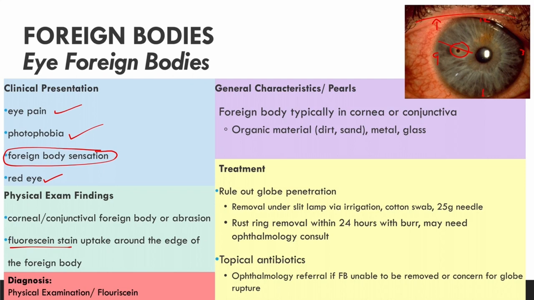The main thing that you want to rule out is a penetrating globe injury. If there's a penetrating globe injury, it is much more severe, much more significant. We want to try to remove foreign bodies if we see them. If it's a bunch of foreign bodies, like say sand, then we're going to have to irrigate the eye. And one of the better ways to do that is by a Morgan lens. We talked about that in the eye lecture.